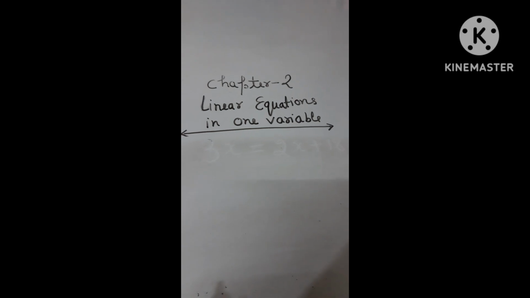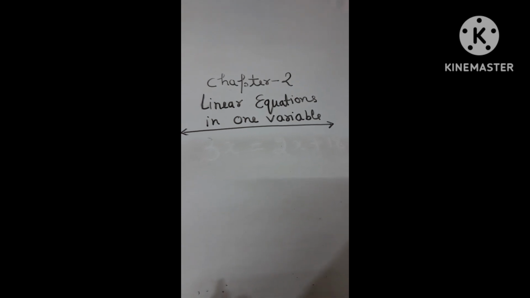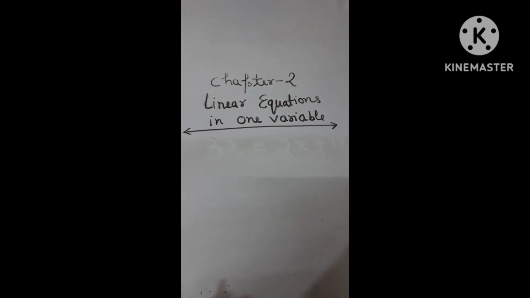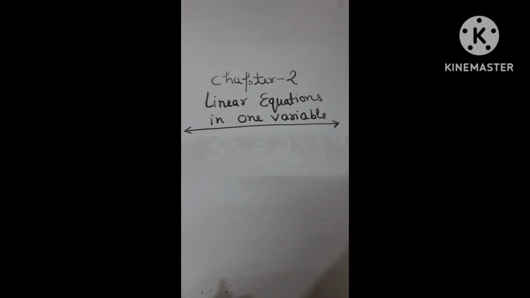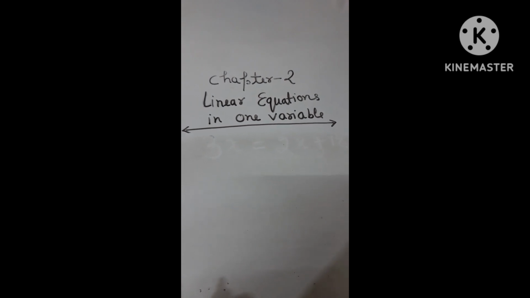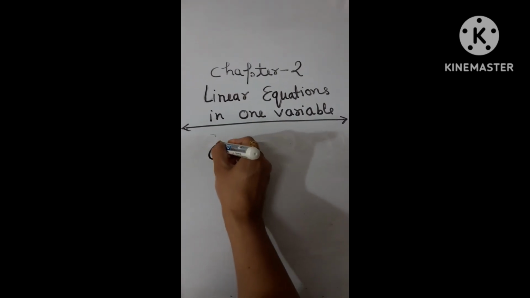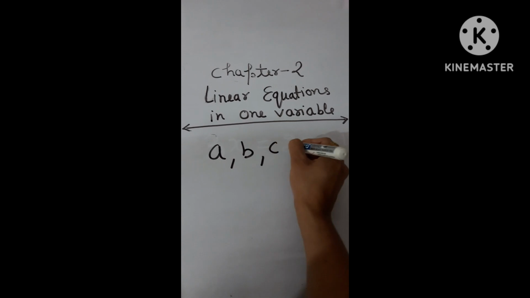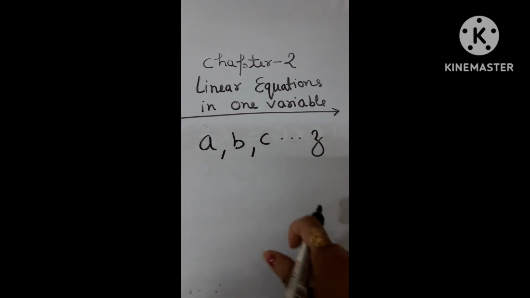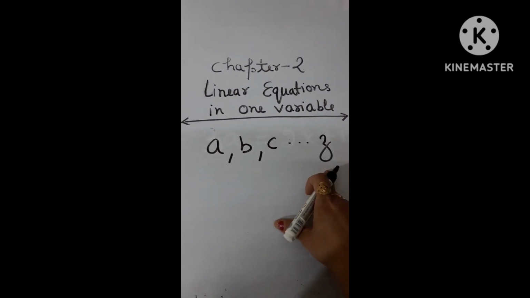Hello students, today we will be learning about chapter 2 of your class 8, that is linear equations in one variable. One by one we will be learning about what is variable, what is constant and what is linear equation in one variable. If we talk about variable, all the alphabets, your A, B up to your Z, all these are your variables. Okay, so variables are called variables because we can change their values. Okay, their values can be varied.